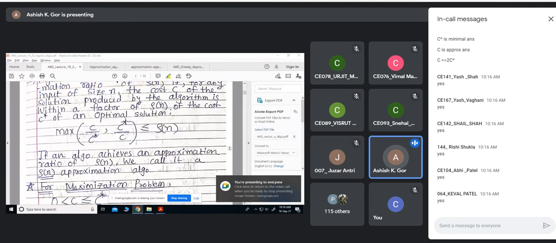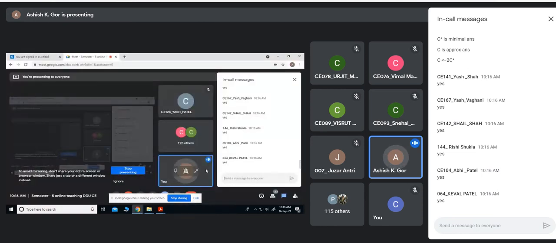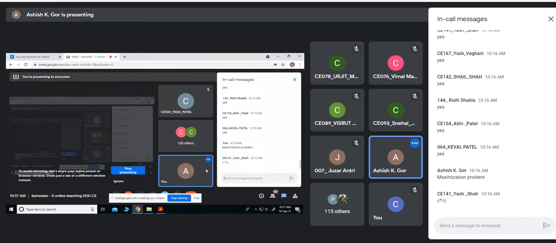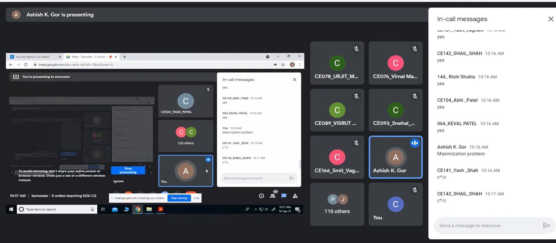Okay, but same way, suppose I am talking about a maximization problem, where some optimization problem is there, where I have to maximize something. For example, in 0-1 knapsack, where I want to maximize my profit. So in a maximization problem, which type of ratio should you consider? Should you consider C upon C star? Yes is saying C star upon C. Shail is saying yes. Priyank, do you agree? C star upon C?